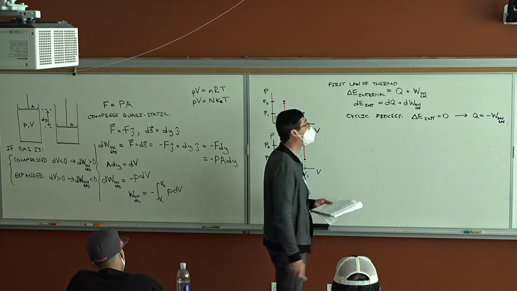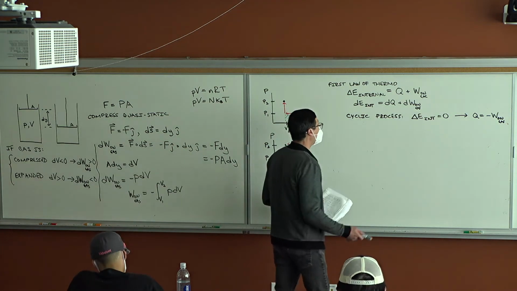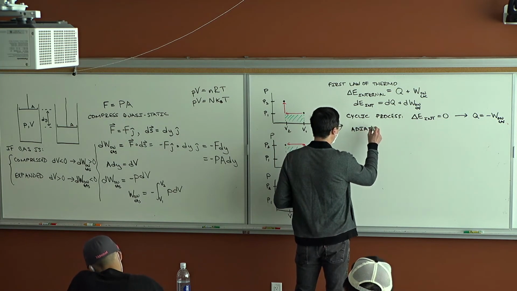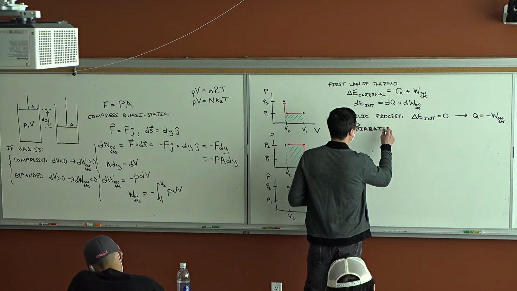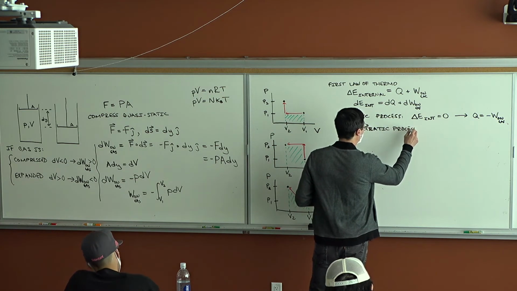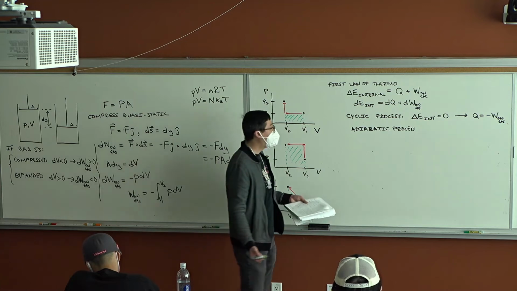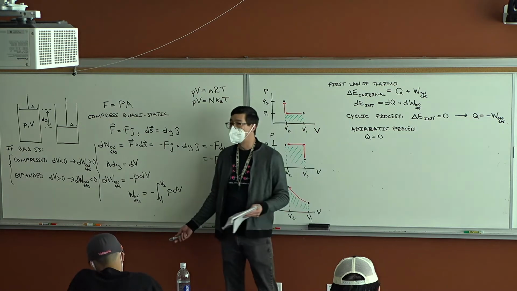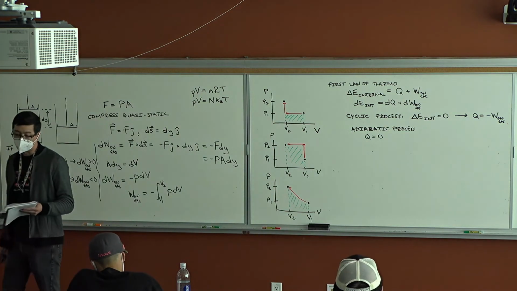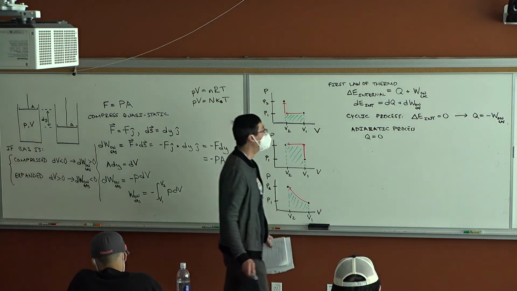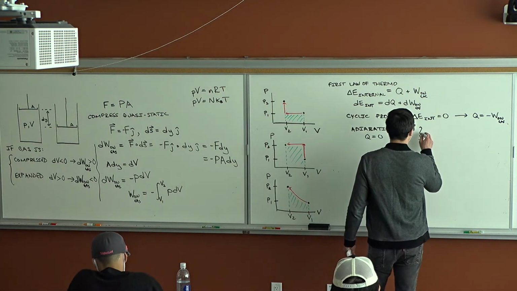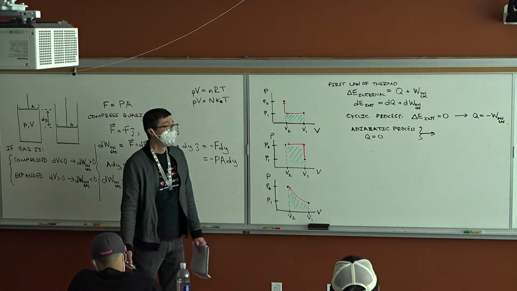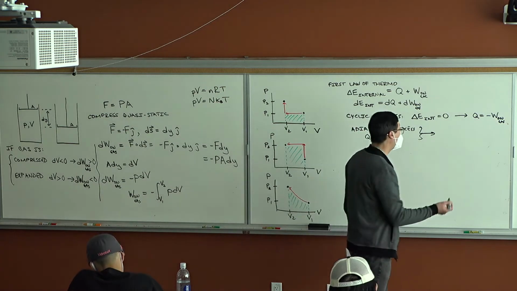So let's look at a couple of very specific cases. The first case is going to be an adiabatic process. For an adiabat, we are not going to allow energy into or out of the system as heat. And so how does our first law simplify in that case? Delta E internal is just the work done on the gas.